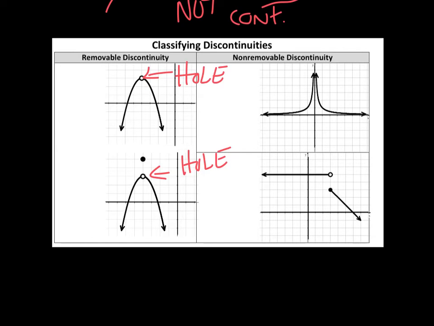One way I like to think about it, and don't put this in your notes, if I were to take my pen and just fill in the hole, it now becomes a continuous function. So if I can fill in the hole with one little speck there, it now becomes continuous. Like I said, do not fill in the hole in your notes there, but that's what I'm thinking. A removable is a hole, and one little dot there should make it continuous.